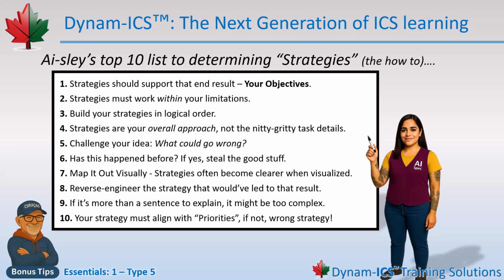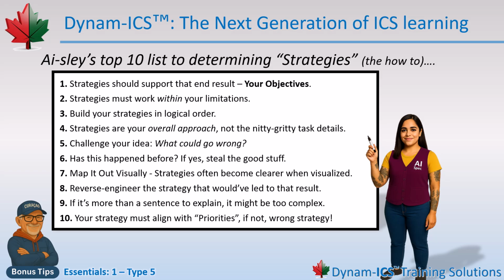Hi, I'm A. Isley, and here is my top 10 list for determining strategies. Let's start with what a strategy actually is. A strategy is your overall game plan, your big picture approach to achieving an objective. It's not about who's digging the hole or holding the wrench. It's the how behind the what. Think of it as the GPS route that gets you to your objective, not the turn signal you use along the way. Now let's get into my top 10.